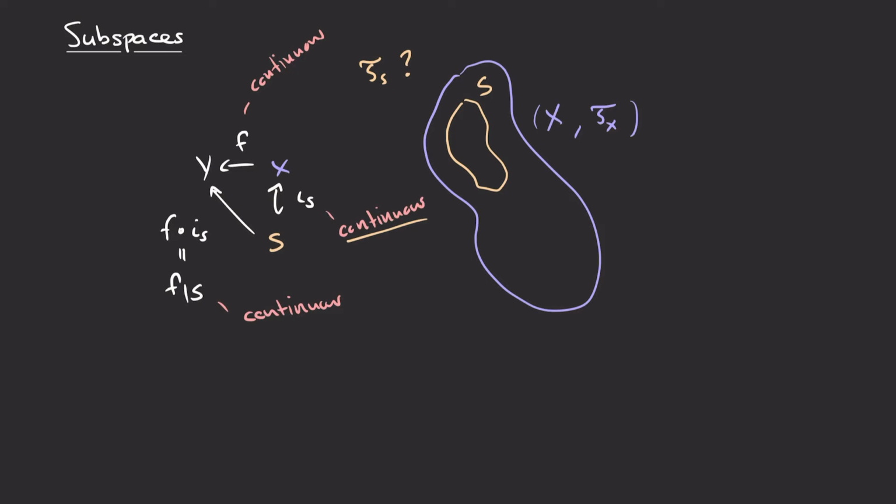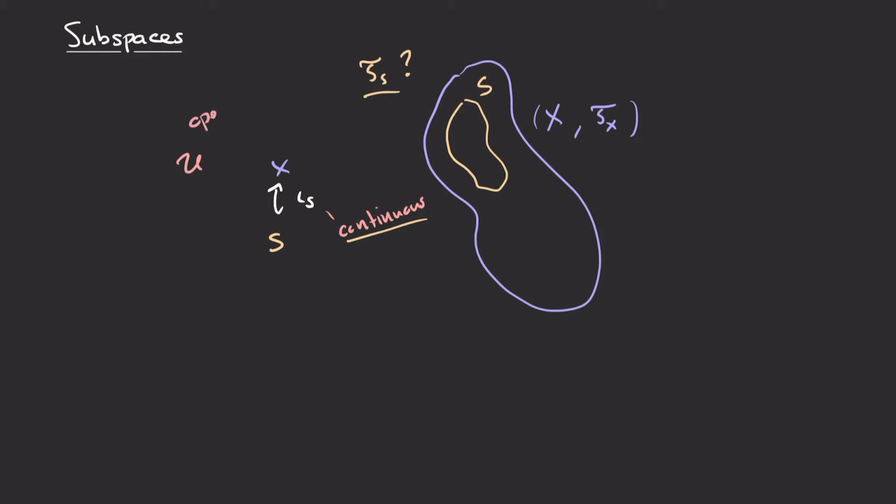And making this inclusion continuous will restrict the possible choices of topologies tau S we can put on the subset S. Let's think about what this means. So suppose we have some open set U, which is a subset of X. In our picture, perhaps U could look like this. Now, if iota S is to be continuous, then the pre-image of every open set in X under this inclusion map needs to be open in the topology on S.